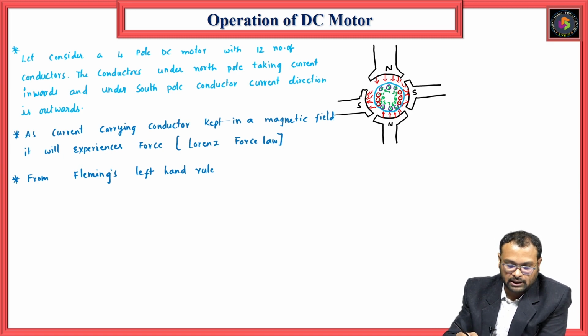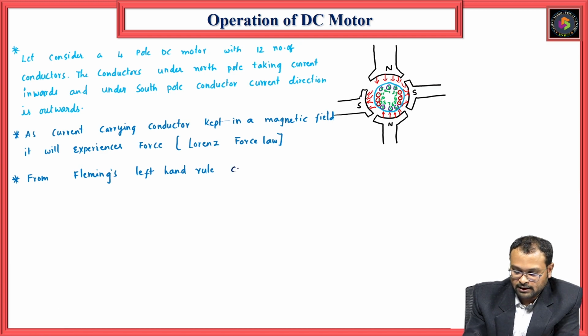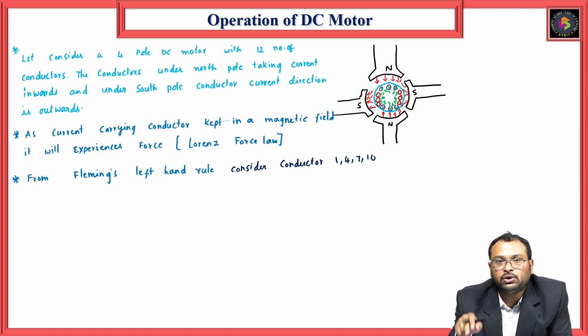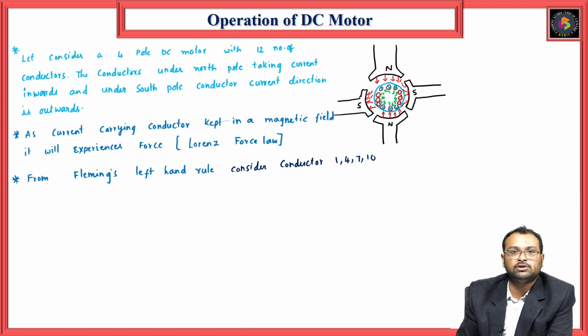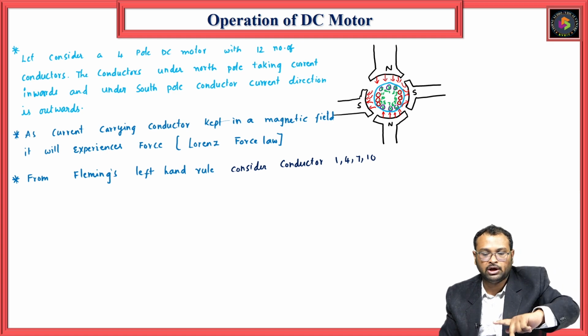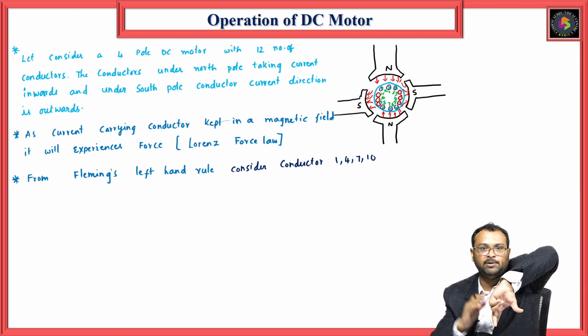In this, I am considering conductor 1 for Fleming's left hand rule, taking an example: conductors 1, 4, 7, 10. So these 4 conductors. Consider conductor 1. Its current is into the conductor, and the flux is coming from the north. We have to find the direction of force, so we will use Fleming's left hand rule. What does it say? We keep the middle finger towards the direction of current, so into the conductor. The flux direction is from north to south, from up to down. If you see my thumb, it will be from my right to left.